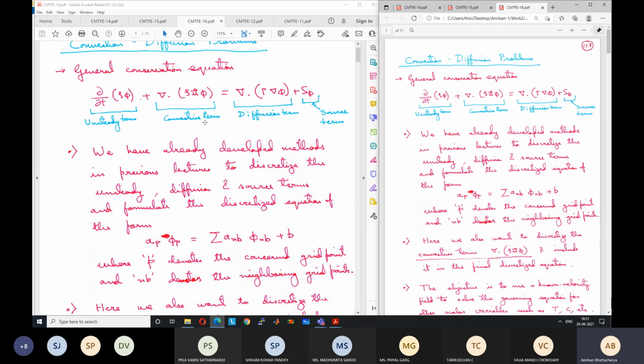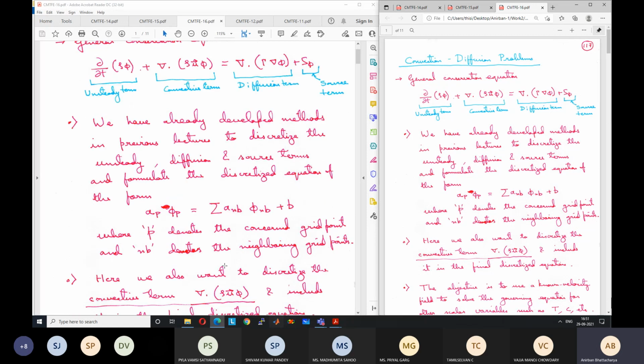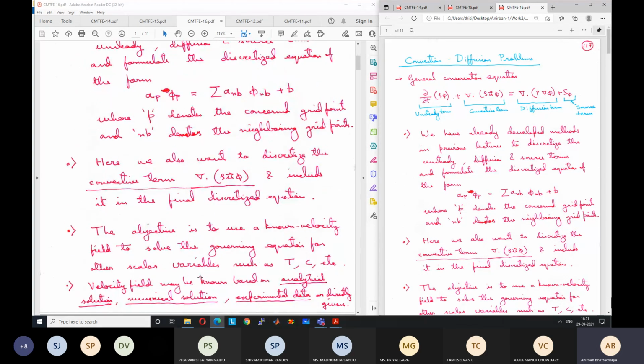So it can be obtained using analytical means, also supplied to us, or it can be experimentally given to us. Say some experiment has been done where velocity has been found, and we want to use that velocity to solve for other things like temperature, heat flux, numerically. Okay. So there are various ways to know this velocity field. Okay. So the objective is to use a known velocity field to solve the governing equation for other scalar variables such as temperature, concentration, etc.